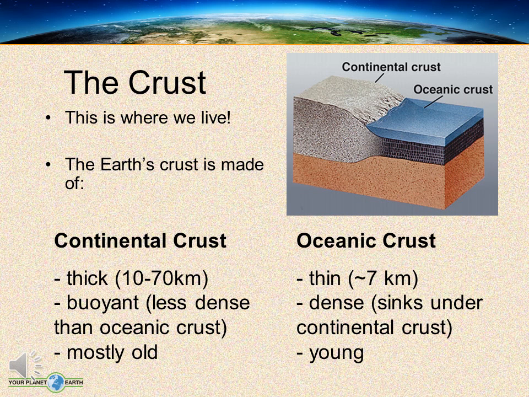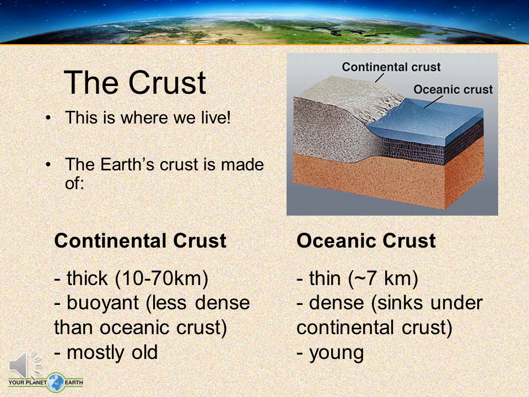Continental crust is less dense and therefore more buoyant than oceanic crust. Continental crust contains some of the oldest rocks on Earth. Ancient rocks exceeding 3.5 billion years in age are found on all Earth's continents.